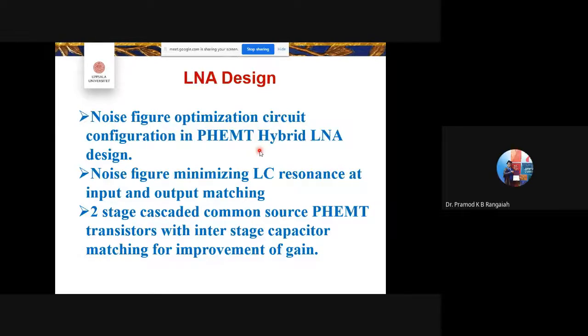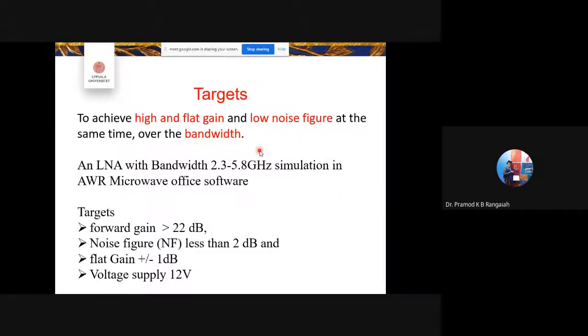Once we start with any design, we should take care. There are several calculations to prepare, which have to be made initially, and then we should start with the simulation. So what was the target, based on our communication chain? We should get high flat gain across the bandwidth, between 2.3 gigahertz and 5.8.